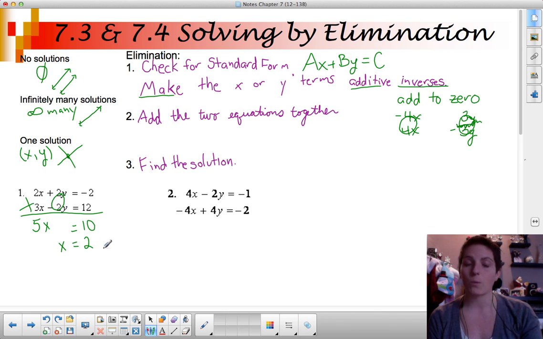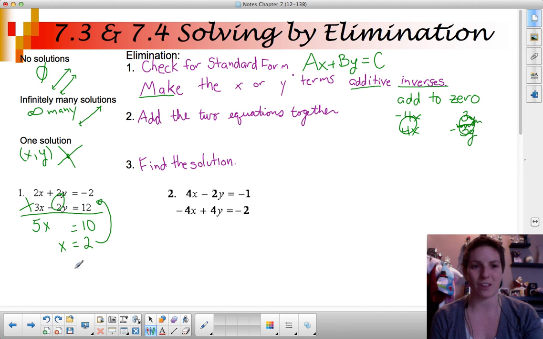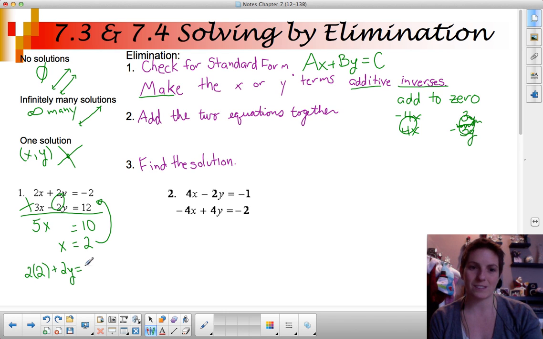Remember that x equal to a number isn't enough. In order to have a solution, I need to have an ordered pair. So I take my x value back into either of my problems where I have both x and y, and I solve for the other variable. I think the first equation looks easier, so that's the one I'm going to choose. So I'm going to do 2 times my x value, that's 2, plus 2y equals negative 2.